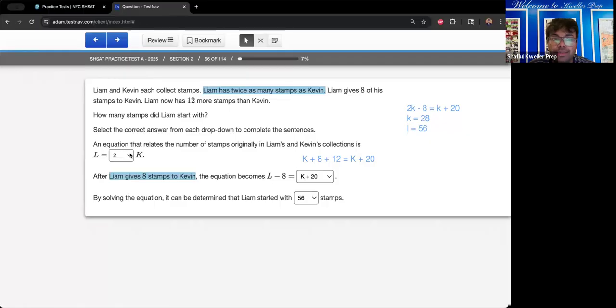Well, how do I know what L is? Because we said here L is equal to 2K, and then we said L minus 8 is equal to K plus 20. Plug in 2K for L, and then you just solve for K.